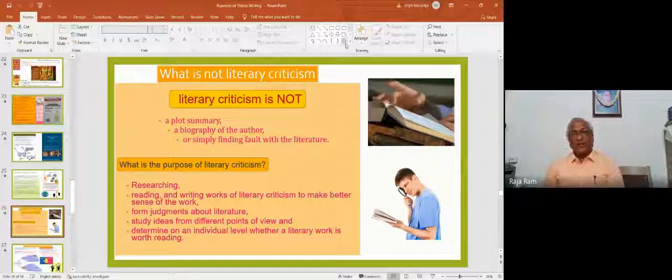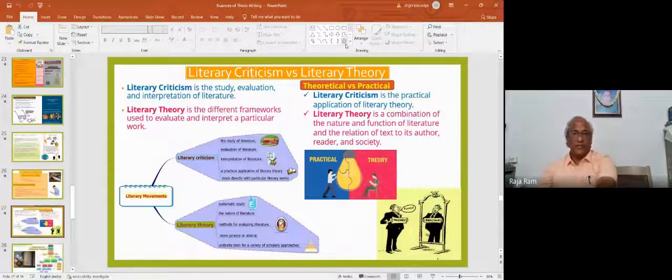Literature evolves, so does literary criticism. And reading and writing works of literary criticism helps to make sense of the work, form judgments about literature, study ideas from different points of view, and determine the individuals. In the next slide, I'll just give an idea about various literary movements.